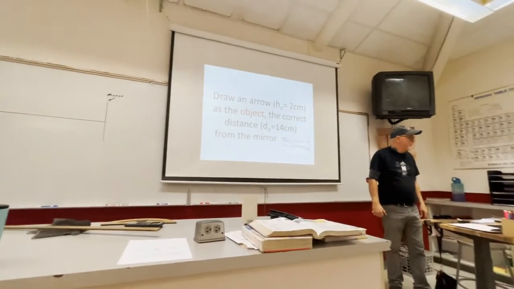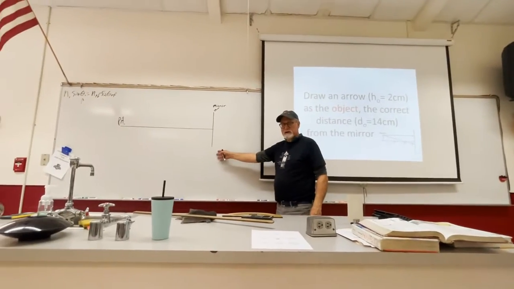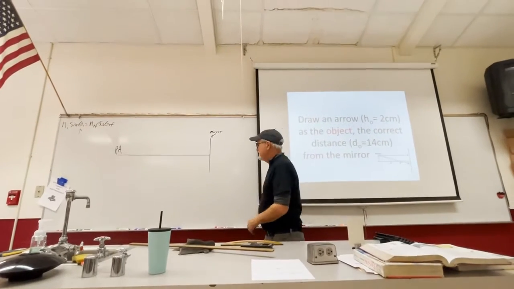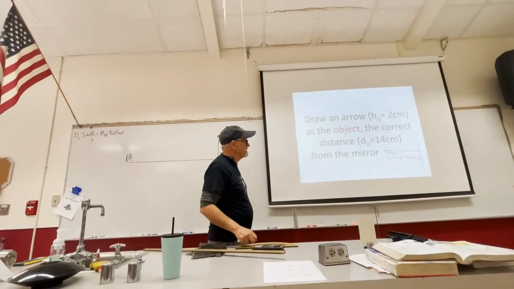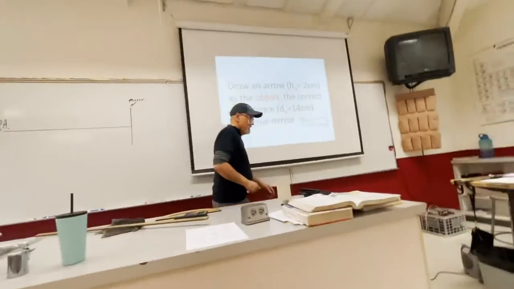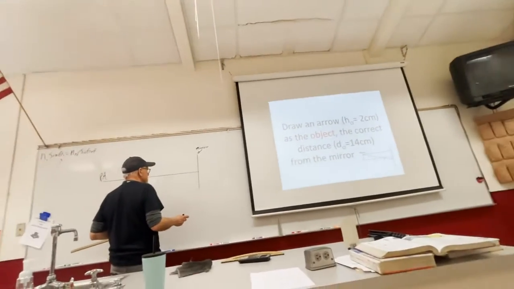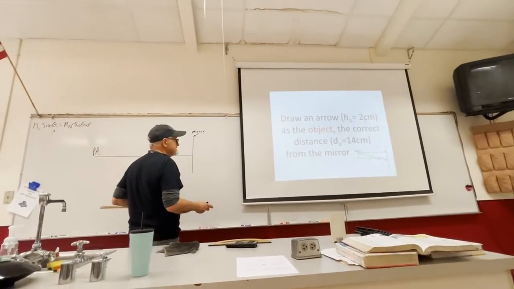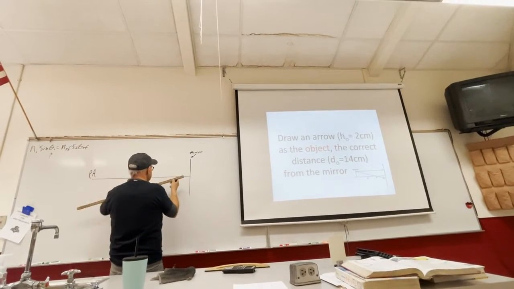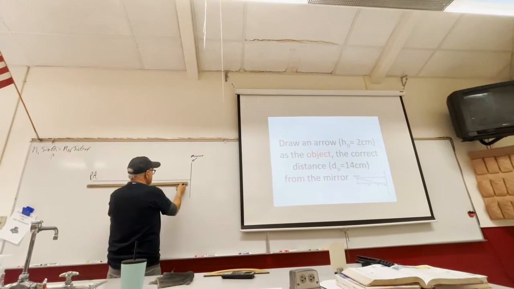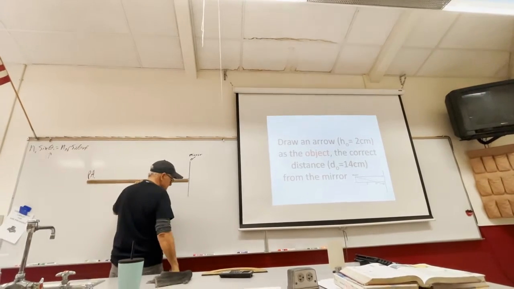It looks like this is a concave mirror. How am I going to draw a concave mirror? We will represent the concave mirror with a straight line. Now, here's the thing. I do not remember the focal length on this. I don't have it written down. I think I'm going to say that the focal length is 8 centimeters. So when I do this on the board, 8 centimeters is that much. That's not going to work. And 14 centimeters, let's see.